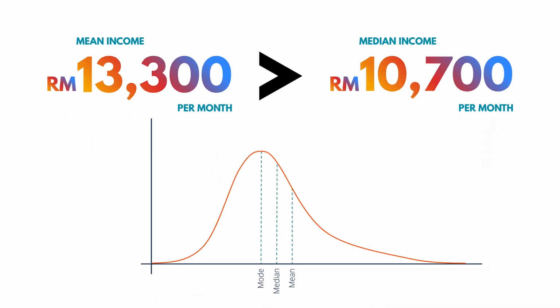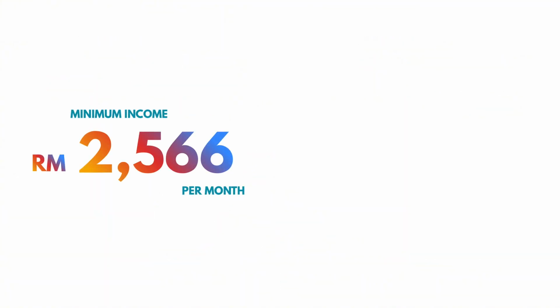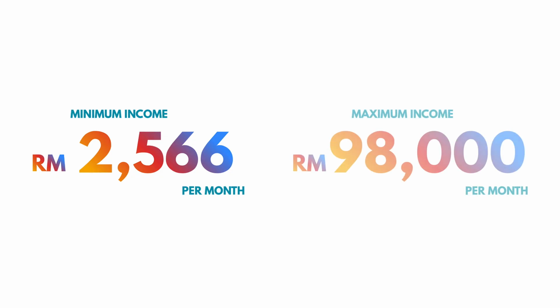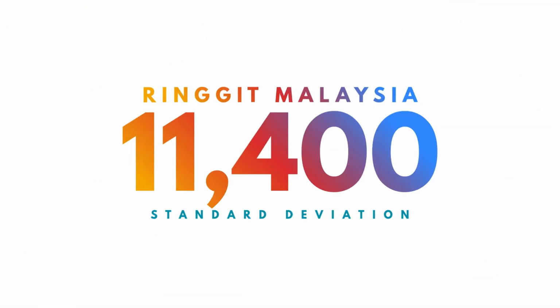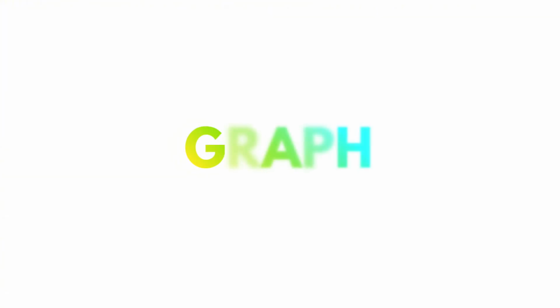The minimum household income recorded was 2,566 ringgit, while the maximum income reached nearly 98,000 ringgit. This large gap highlights the substantial variation in household income levels across the state. The standard deviation was approximately 11,400 ringgit, indicating that household incomes are widely dispersed rather than concentrated around a single average value. To complement the numerical analysis, we also used graphical methods.